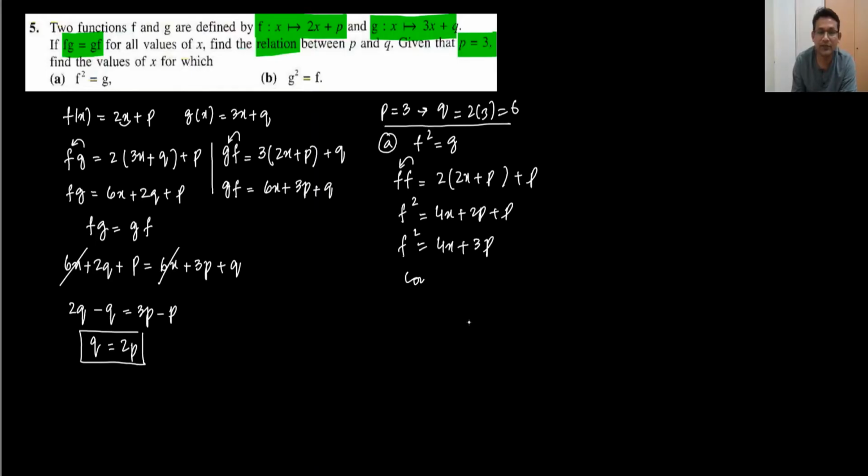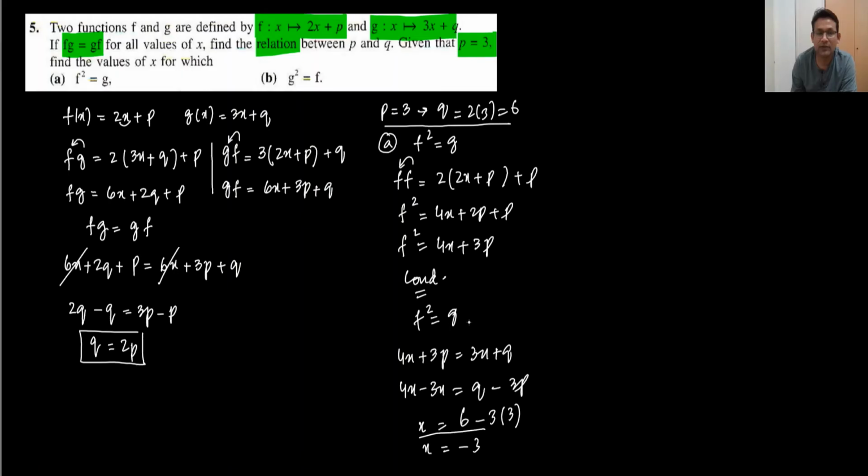Now, what's the condition? The condition is f squared equals g, and f squared is 4x plus 3p, and g is 3x plus q. So now we move 3x to the left hand side, and it comes 3x is equal to q minus 3p. This is only x. q is 6 and p is 3, and x comes to 6 minus 9, which is minus 3, and we have done this part. And moving to part B now.